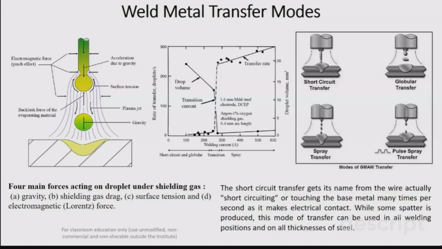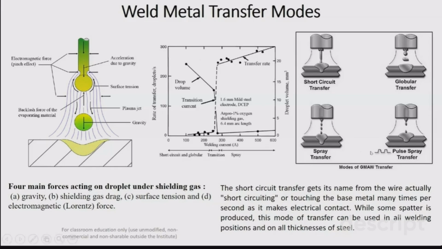Such type of problems can be taken care of with the help of a new transfer mode, which is known as the pulse spray transfer mode, in which the current is supplied in the form of pulses. In spray transfer mode, you are continuously applying a high amount of current, which will result in a bigger size of the weld pool, and such type of problems, more amount of porosity, more distortion, and more residual stresses will be observed in the welded section.